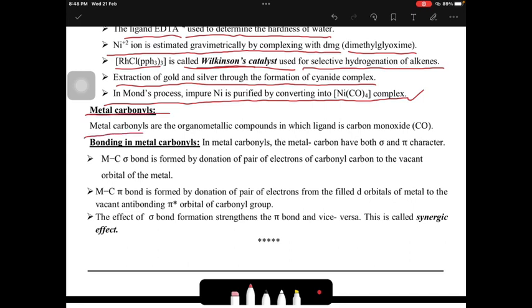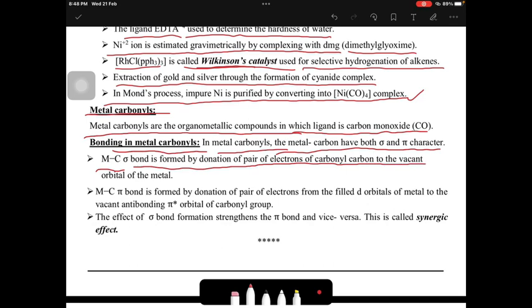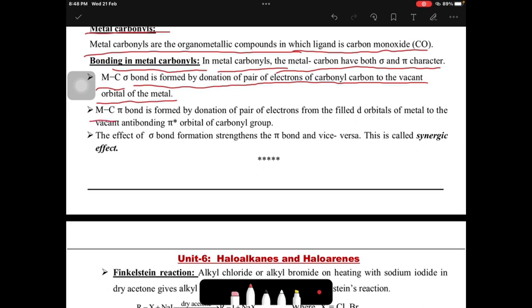Metal carbonyls. Metal carbonyls are organometallic complex compounds in which the ligand is carbon monoxide. Bonding in metal carbonyls: the metal-carbon bond has both sigma and pi character. The M-C sigma bond is formed by donation of a pair of electrons from the carbonyl carbon to the vacant orbital of the metal. The M-C pi bond is formed by donation of a pair of electrons from the filled d orbitals of the metal to the vacant antibonding pi star orbital of the carbonyl group.